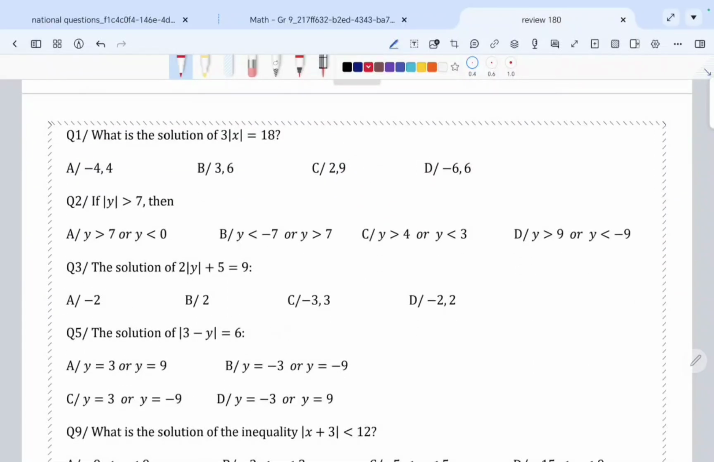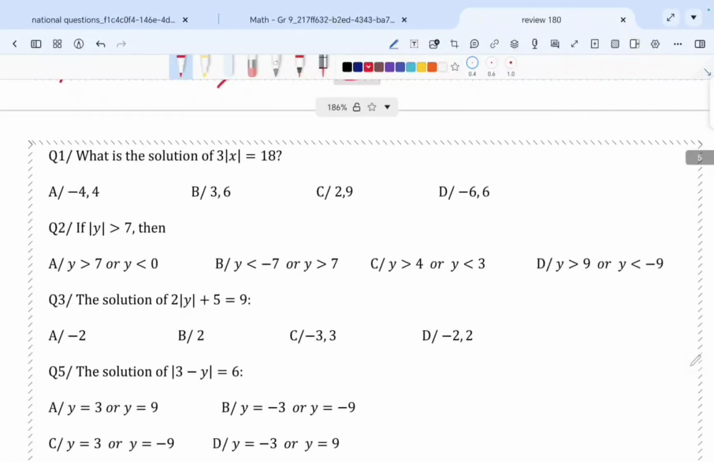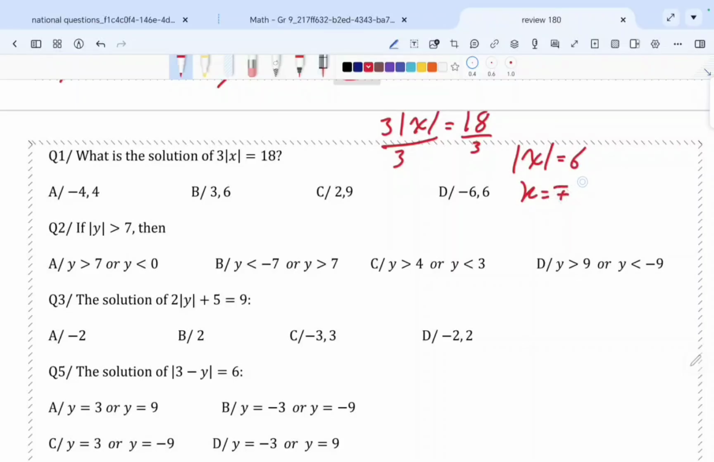This is an absolute value inequality and absolute value equation. How can we solve it? The absolute value must be alone. You know, 3 times the absolute value of x equals 18. How to get rid of 3? Divide by 3, divide by 3. The absolute value of x equals 18 divided by 3 is 6. So x equals negative or positive 6.